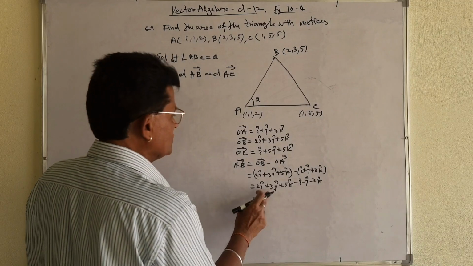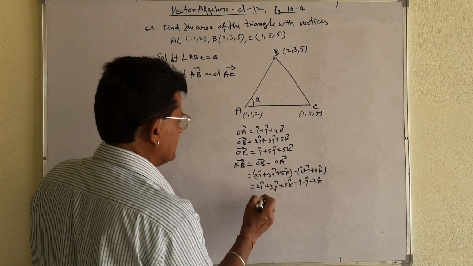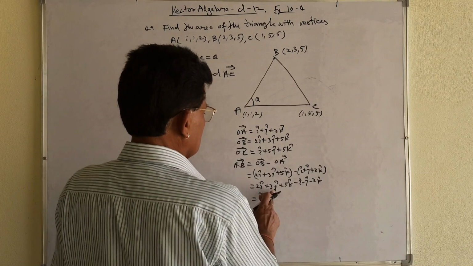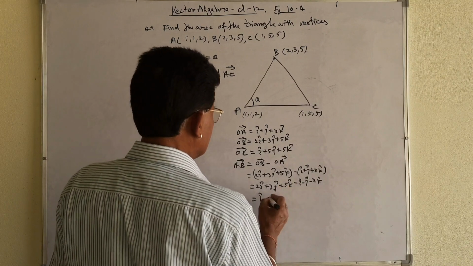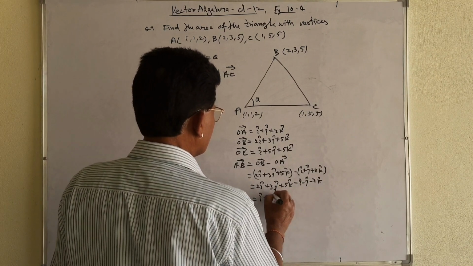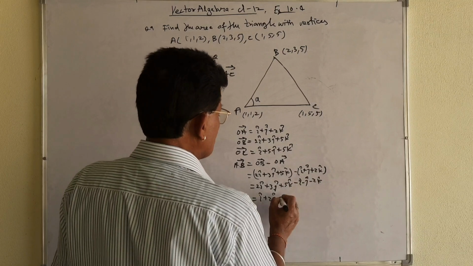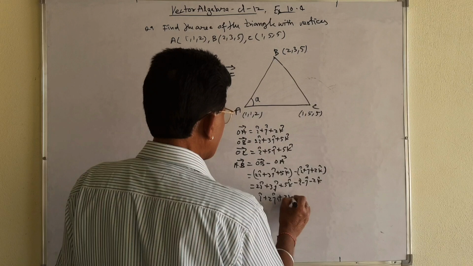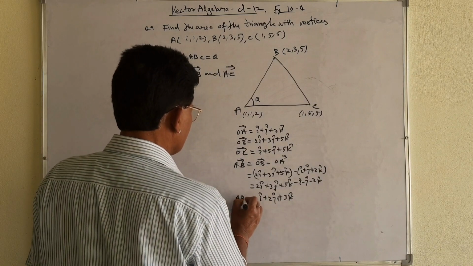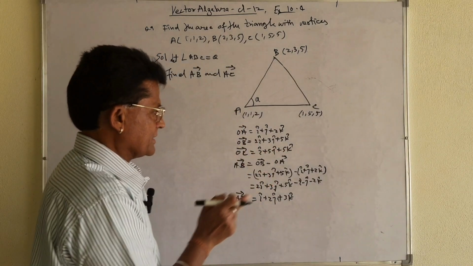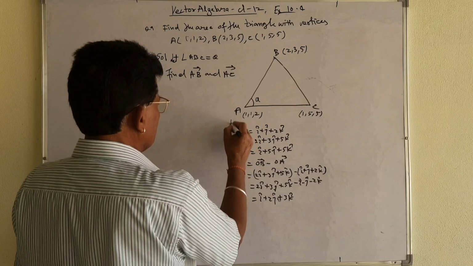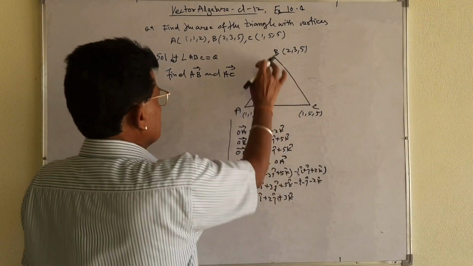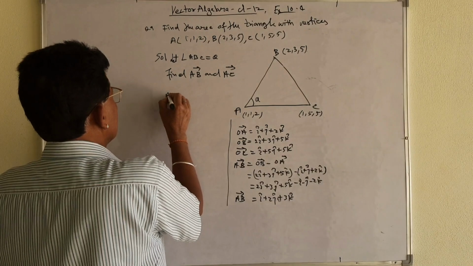It will be equal to 2I minus I, that is I, and after that 3J minus J, that is plus 2J, and 5K minus 2K, plus 3K. This is the value of AB vector. Similarly, you will have to find AC. We got the value of AB, now you will find AC.